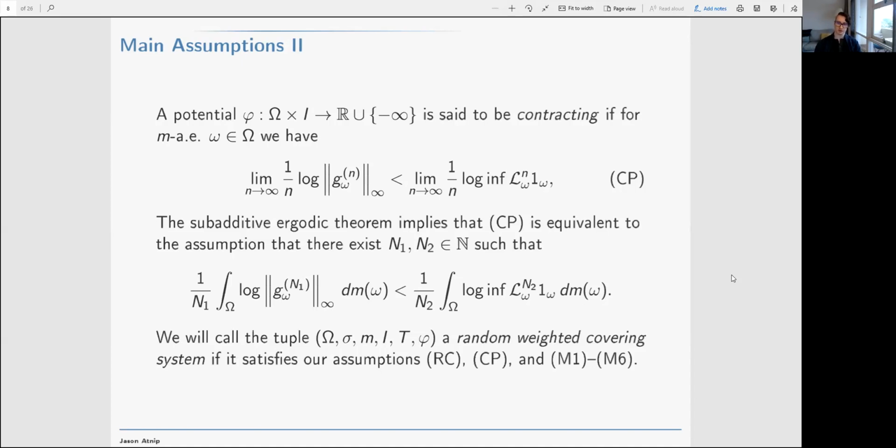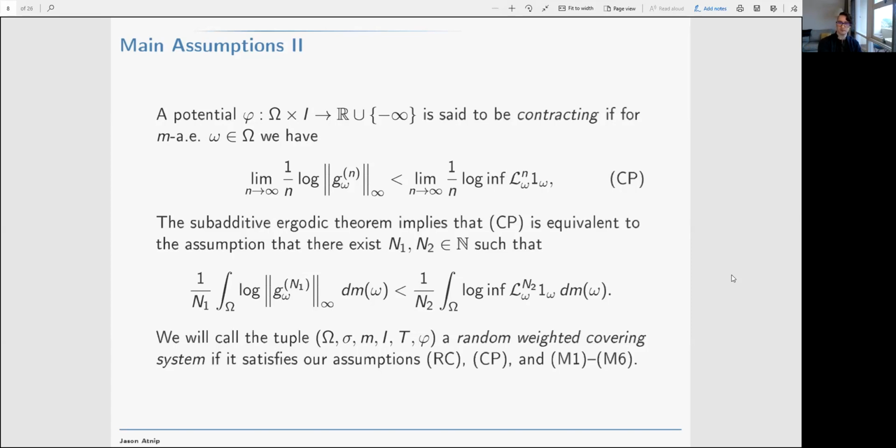So we'll call this system, this tuple consisting of omega, sigma, m, our interval I, our family T, and our potential phi, a random weighted covering system if it satisfies these assumptions we've just discussed. And like I said, if we were talking about countable branch maps, we would also have to assume something about the summability of the potential, and then our contracting potential assumption becomes slightly different to discard pathological cases, but this is basically it.